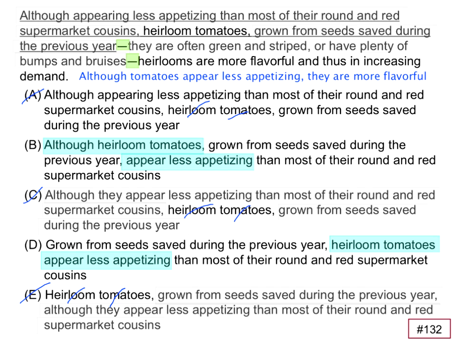Heirlooms are more flavorful. The only thing that's different here is that, or here I'll make it exactly the same, so I'll make this just "they." But what's wrong with D? It's only one word different, but what's wrong with D?